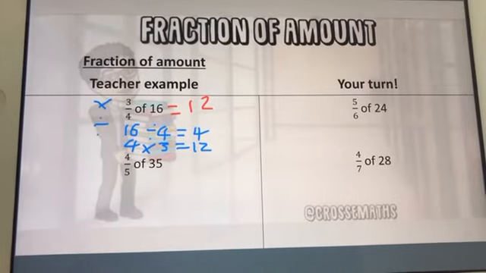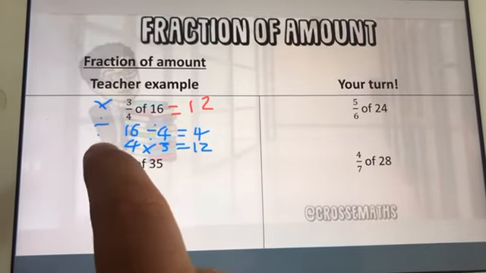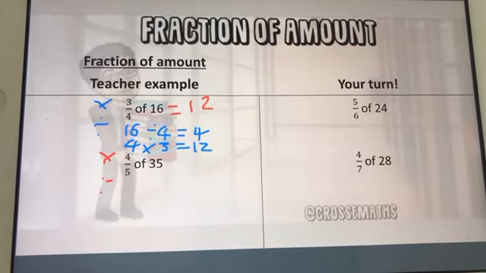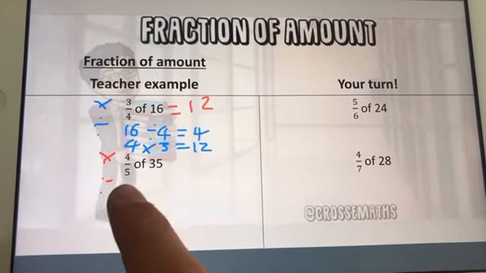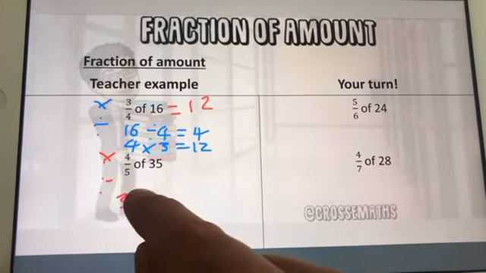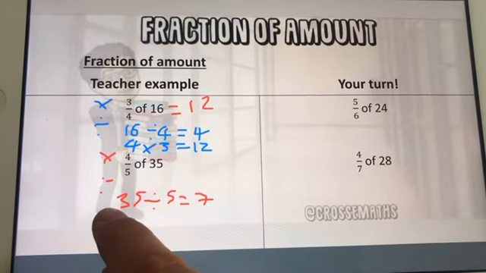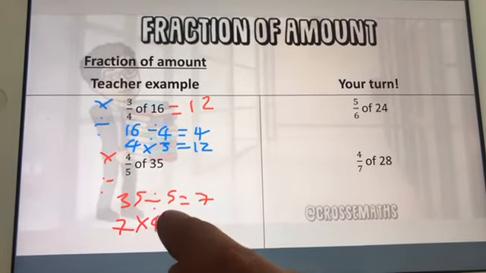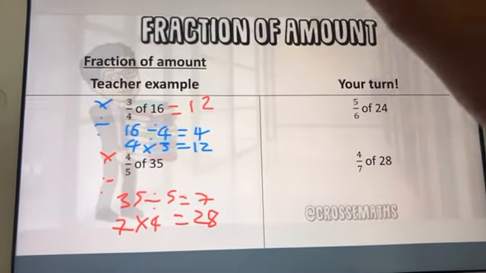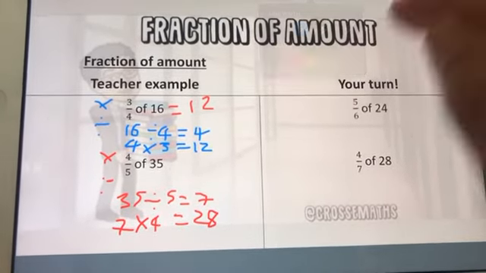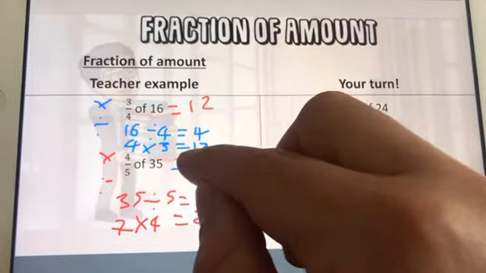Same thing on the one underneath. I'm going to divide by the bottom, times by the top. 35 divided by 5, we just did it a minute ago. 35 divided by 5 gives me 7. Then I'm going to take that 7 and I'm going to times it by the top. 7 times by 4 gives me 28. So my answer, 4/5 of 35, is 28.